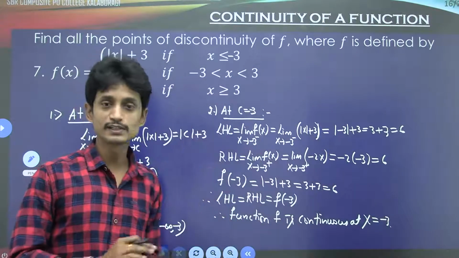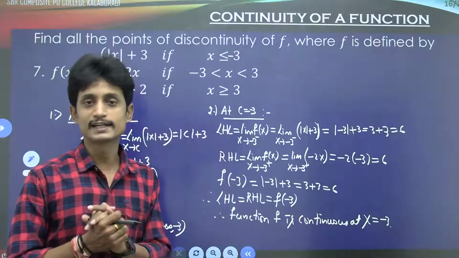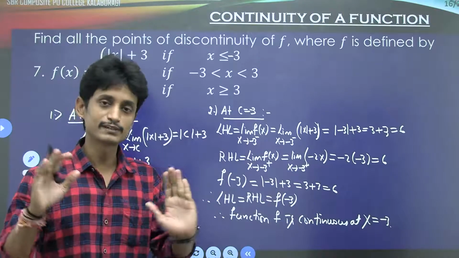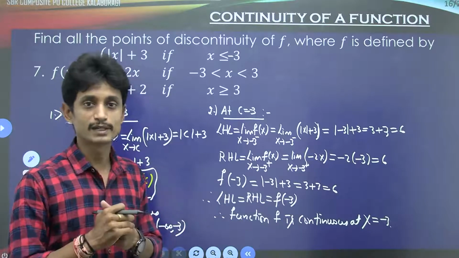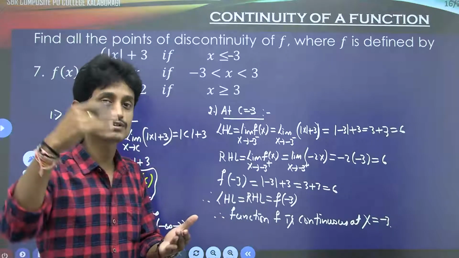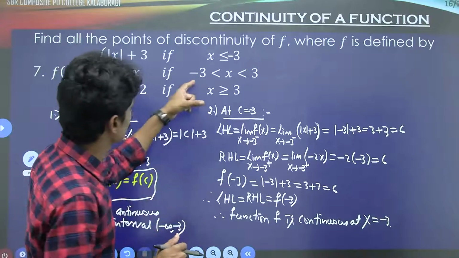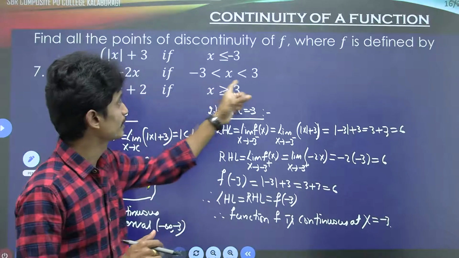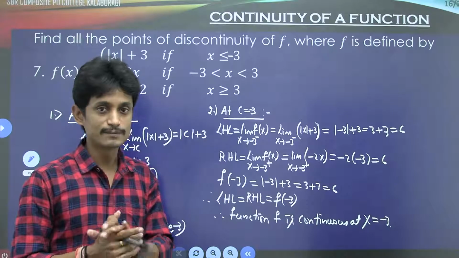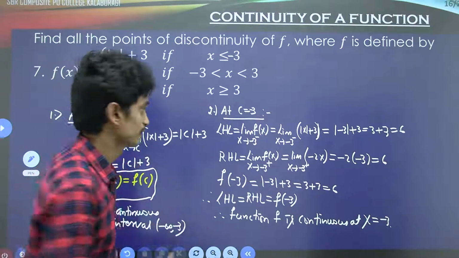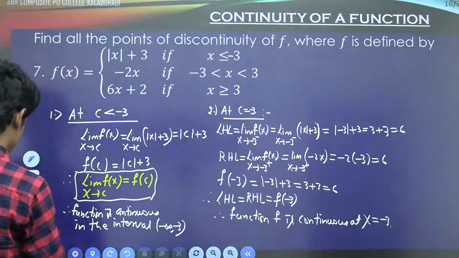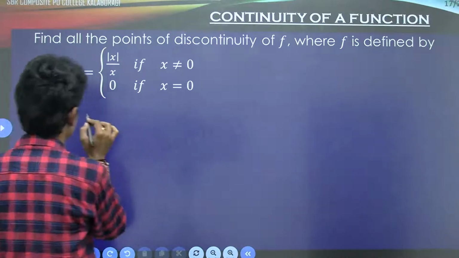Before minus 3 we determined there is no break. Everywhere it will be continuous. Exactly at x equal to minus 3, there is no break. Now where should we check? After minus 3. After minus 3 to infinity is not given. After minus 3 to 3 has been given. After minus 3 to plus 3, whether the function will break or not, we can determine.